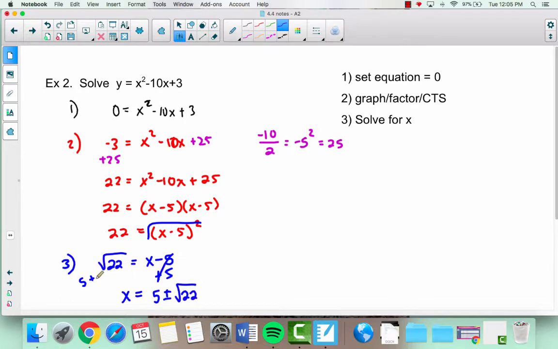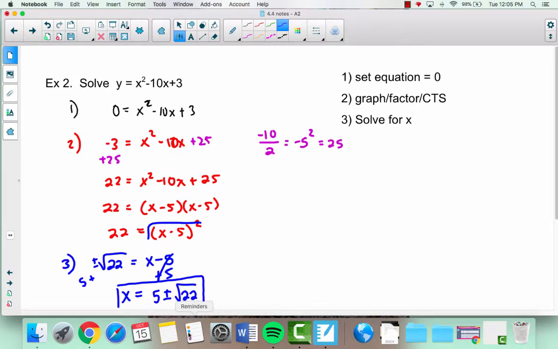And the reason I do a plus or minus there is because when you take the square root of a number, you technically get two answers, a positive square root of 22 and a negative square root of 22. And now this would be my final answer. If it asks for the decimal answer, obviously you could type this in a calculator, do 5 plus square root of 22 and 5 minus the square root of 22. But for an exact answer, I would go ahead and leave it in its radical form.